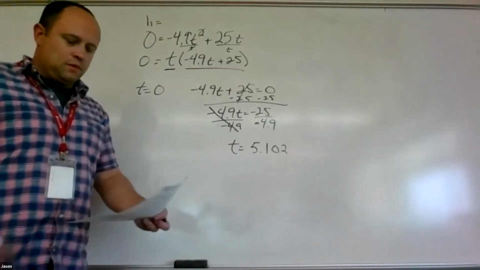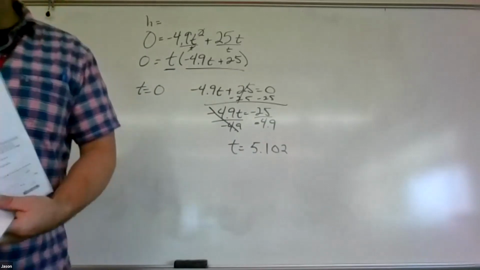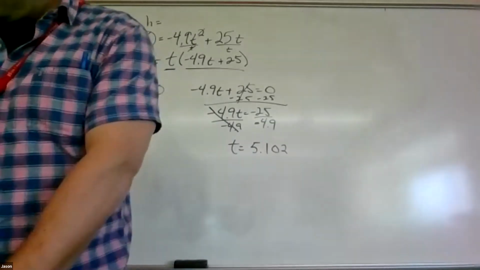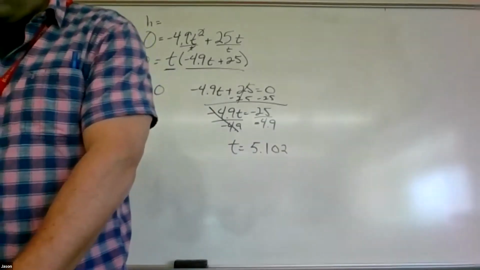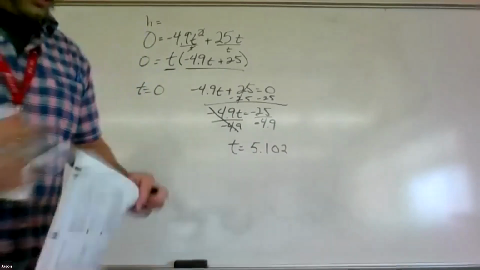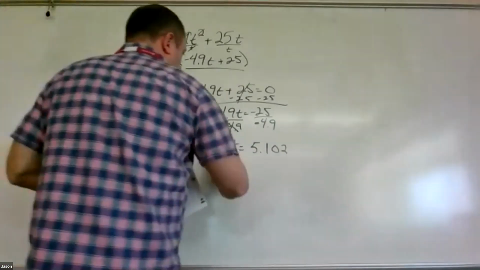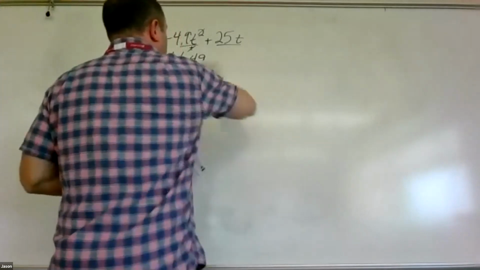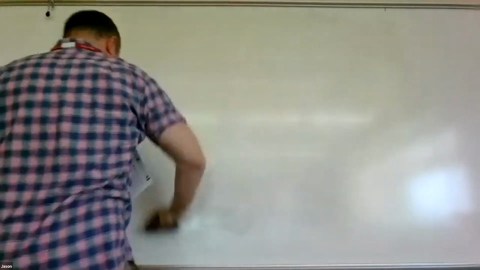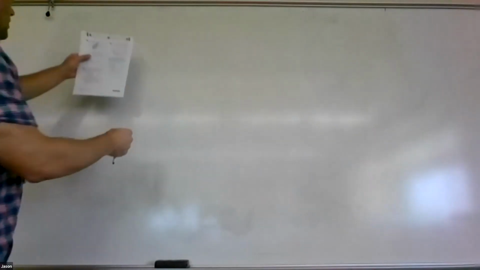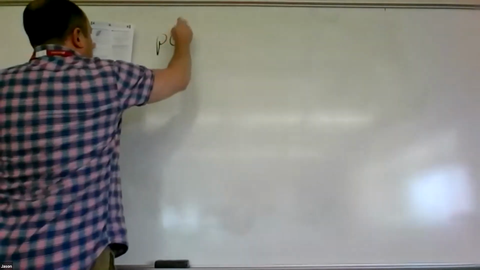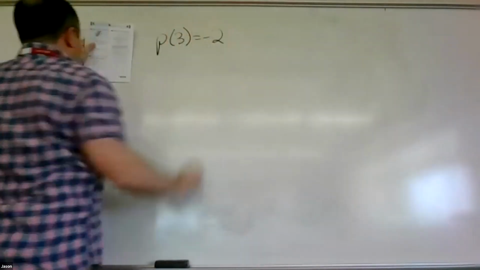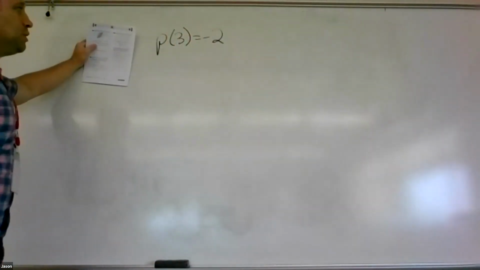Okay. Let's move on to 29 then. So that's 29. Okay. For 29, it says for a polynomial p of x, the value of p of 3 is telling me p3 is negative 2. Okay. Which of the following must be true?